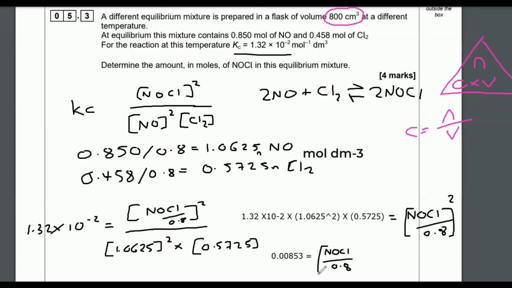Now what do I need to do? I need to get rid of the square. So how am I going to get rid of the square? Well, I can square root both sides. So we're going to square root both sides of the equation. That gets rid of the square on the right-hand side. So I'm really doing the square root of 0.00853 is equal to NOCl over 0.8. And that means I have 0.0926364 is equal to NOCl over 0.8.